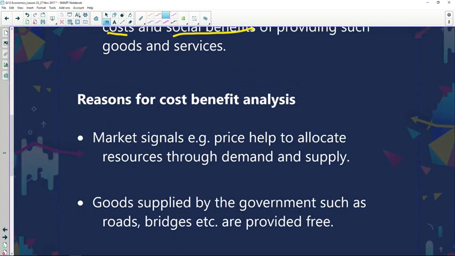So what are the reasons for the cost benefit analysis? Okay, so the first point, it's market signals. For example, price helps to allocate resources through demand and supply. Okay, so we would have to consider the price, because if we look at the price, then we will be able to allocate our limited resources, or the resources that we have at our disposal, in order to ensure that they meet the benefits or they help in completing the project. And then this will be done through demand and supply. So the market forces play an important role in this.